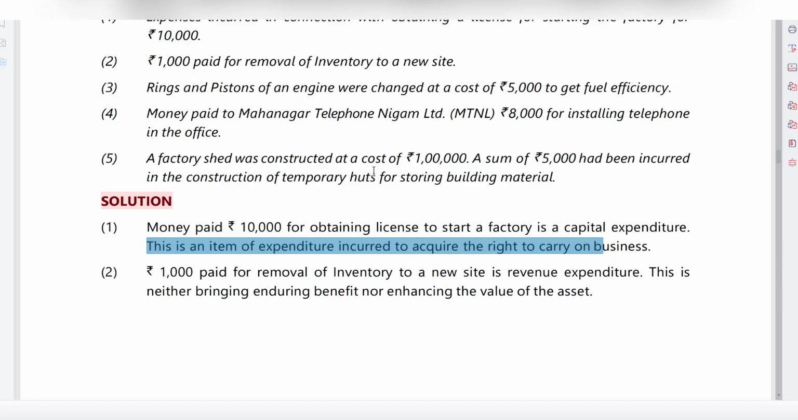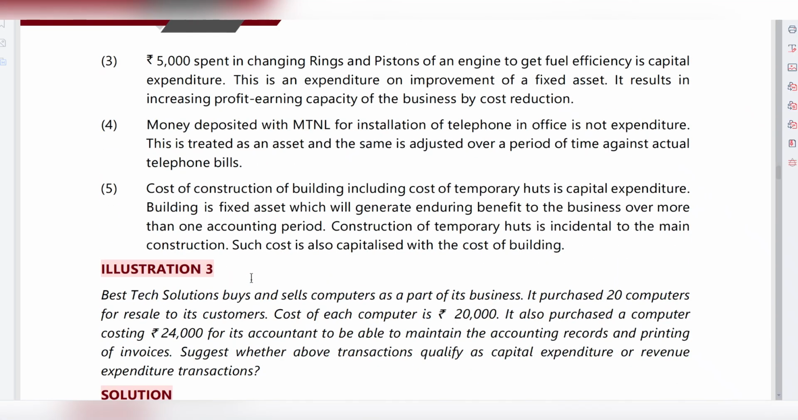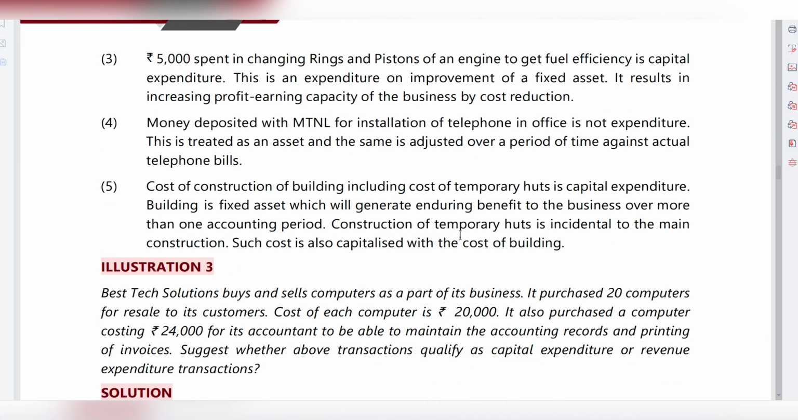A factory shed was constructed at a cost of rupees 1 lakh. A sum of 5,000 had been incurred in the construction of temporary huts for storing building material. This is capital expenditure because it is construction cost, and the building is a fixed asset which will generate benefit to the business over more than one accounting period. Construction of temporary hut is incidental to the main construction. Such cost is also capitalized with the cost of building.